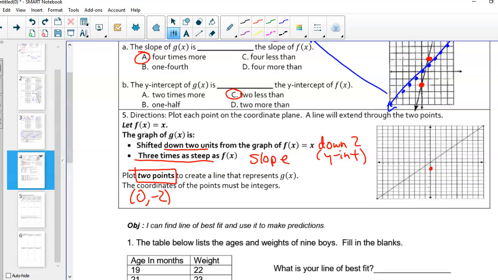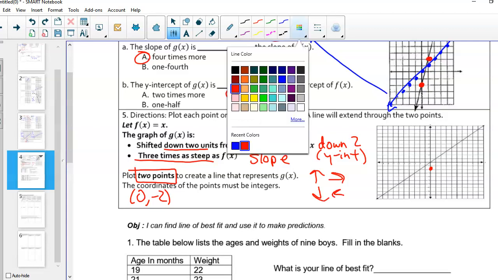Yeah. Down 1, to the right 3. Sorry, say that one more time. Down 1, to the right 3. Do the opposite. So down 3, to the right one, or to the left one, or you can go up 3 to the right one, since your slope is 3. Either of those points would be fine.